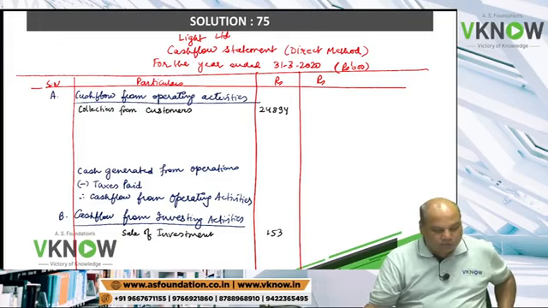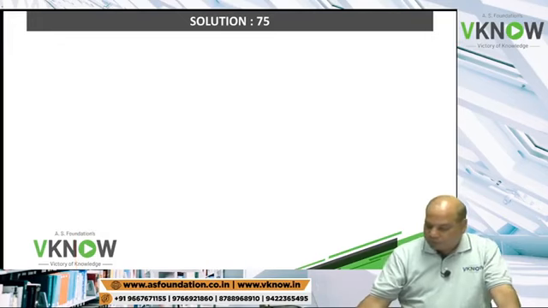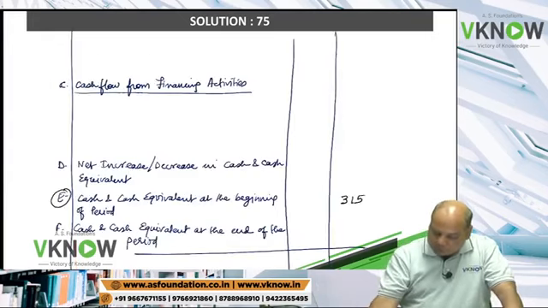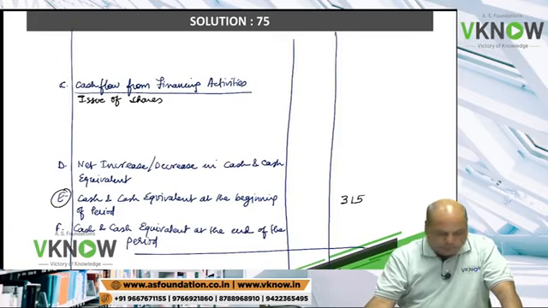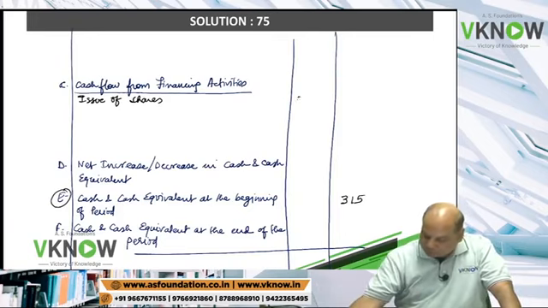Then we have issue of shares. Issue of share is a financing activity, point number C. Issue of share positive cash flow 2700.